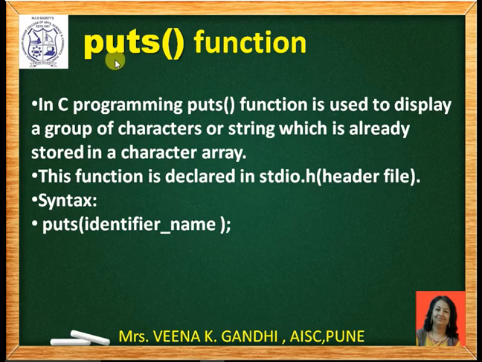Next function is the puts function. This is an output function used for strings. We have seen that the putch function is only used for characters, and the puts function is only used for strings. The puts function is used to display a group of characters or a string which is already stored in a character array. This function is declared in the stdio.h file. Syntax: puts and character array name.